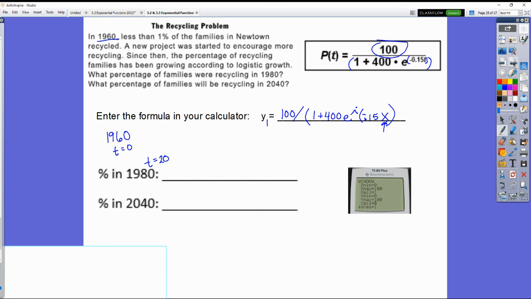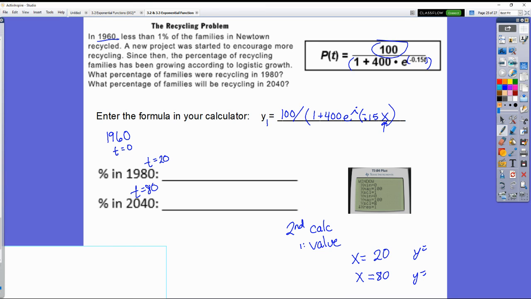If you want me to show you how to do it in the graph, all you do is press second, calculate, and this one's number 1, the value. And then at the bottom of the screen, it's going to say x equals, and you just put in a 20. And then it will tell you the y value, and you write it right here. And for the next one, you're just going to do the same thing again. Second, calculate, value, at x equals, how many years is 2040 after 1960? 80. So you put in an 80, and your y value would be the answer.